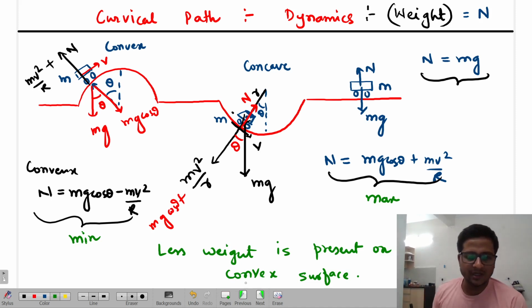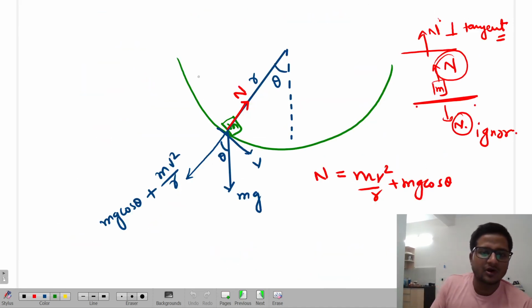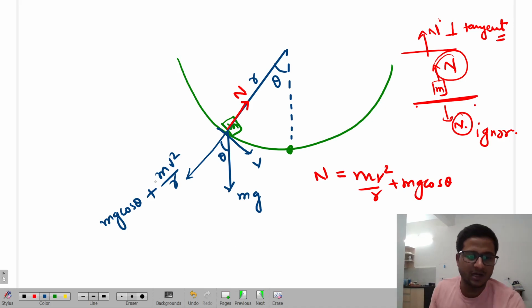But remember that there is always a scenario that people will talk about, that when the body is moving in this particular path, when it is going towards vertical, the particular normal, meaning the particular weight, is increasing or decreasing. Now look, the normal here depends on angle theta or not?